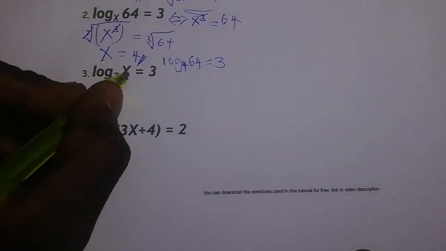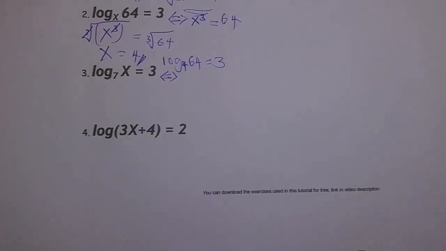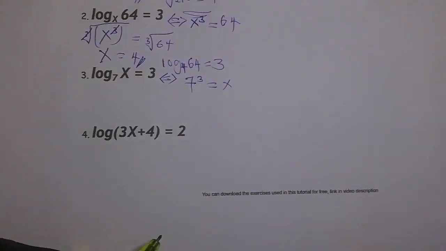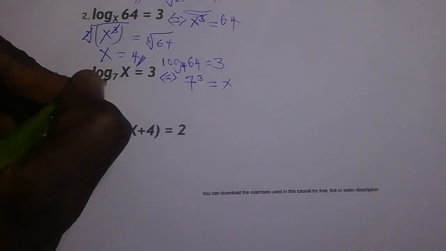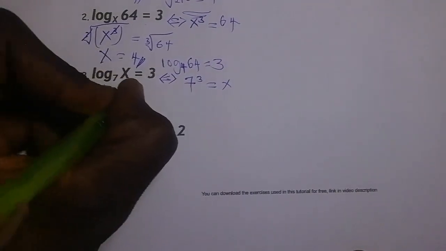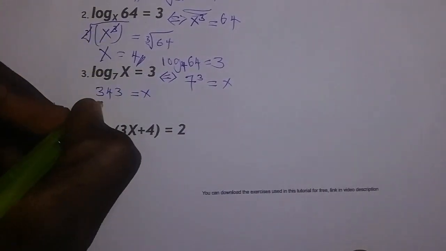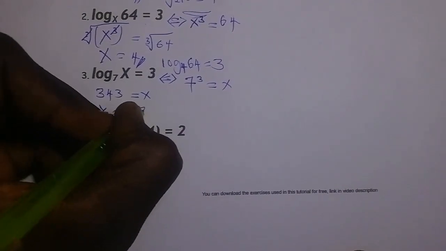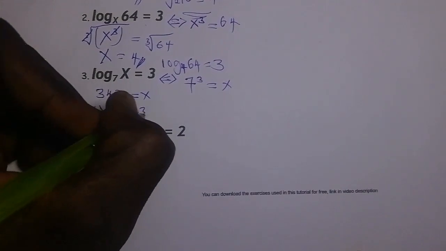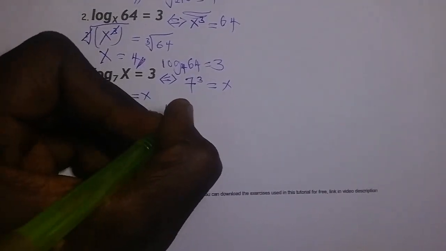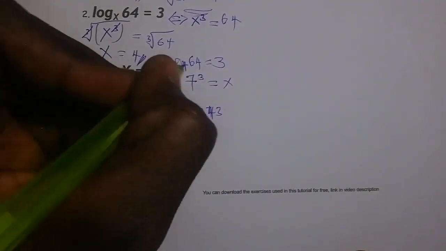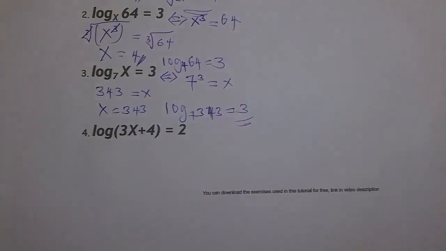Moving on to the next example, we have log to base 7 of x equals 3. By converting this to index form, we get 7 power 3 equals x. Using a calculator, 7 power 3 is 343, so x is 343. You can write this, knowing x, as log to base 7 of 343 equals 3. That's the solution.